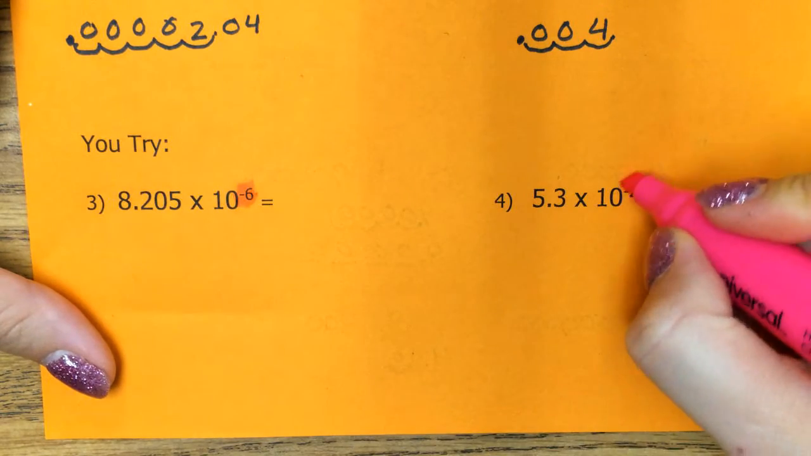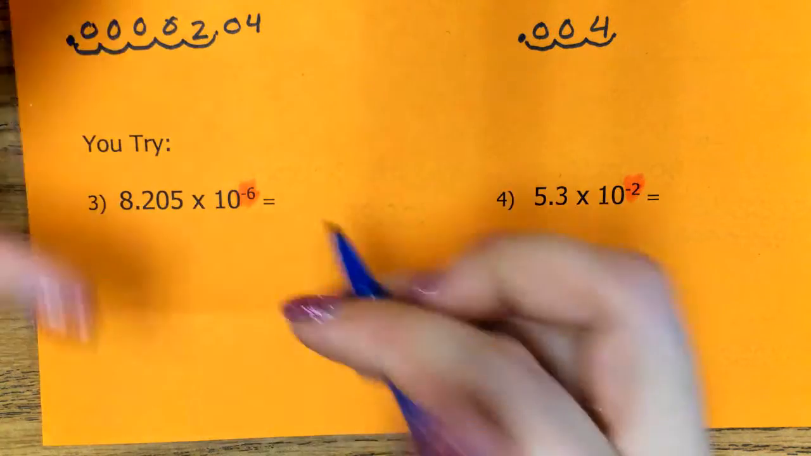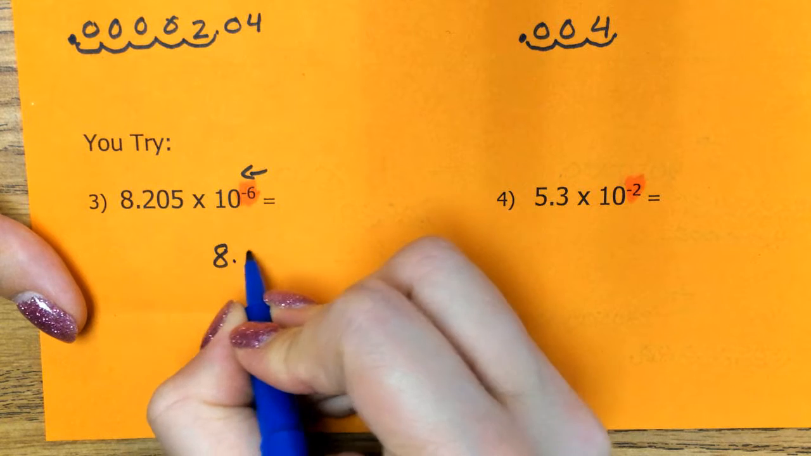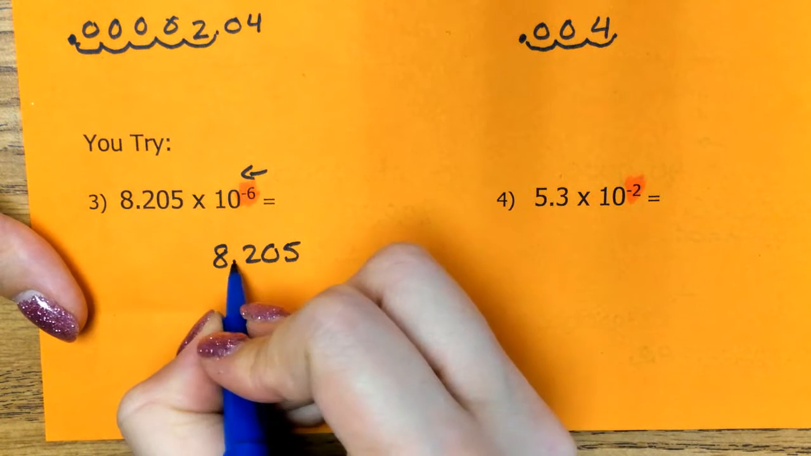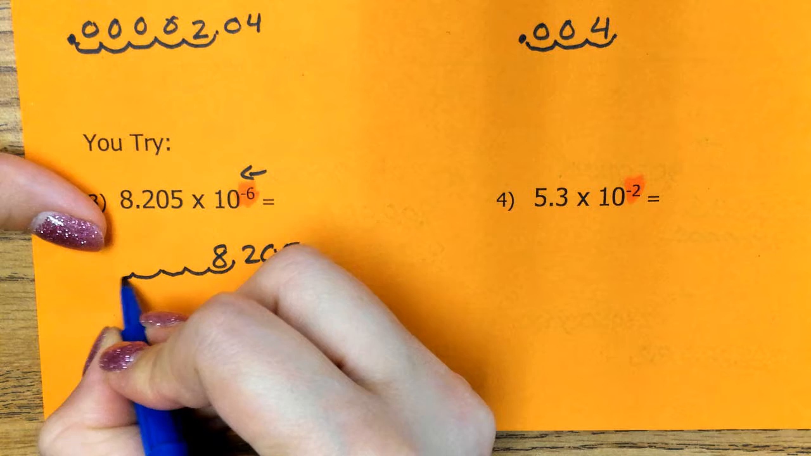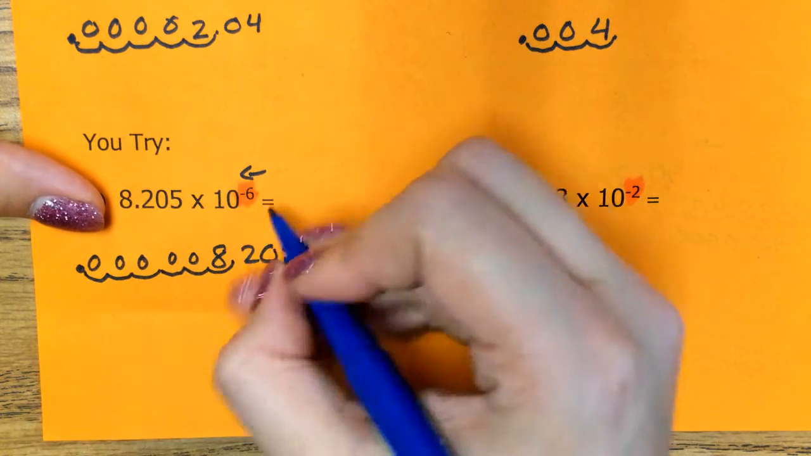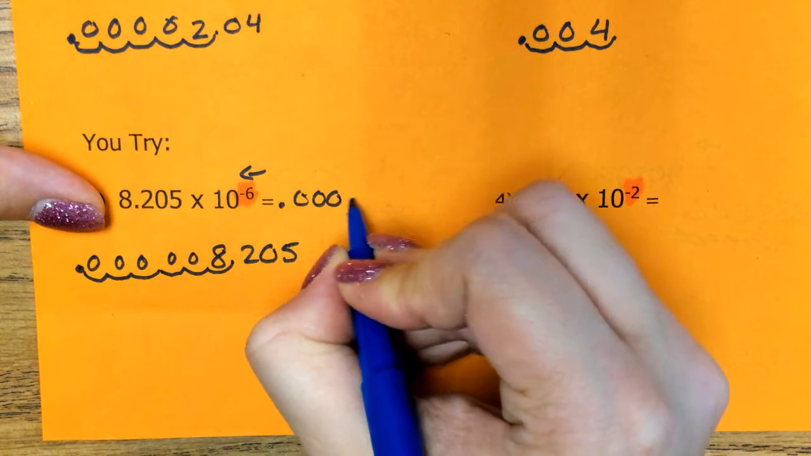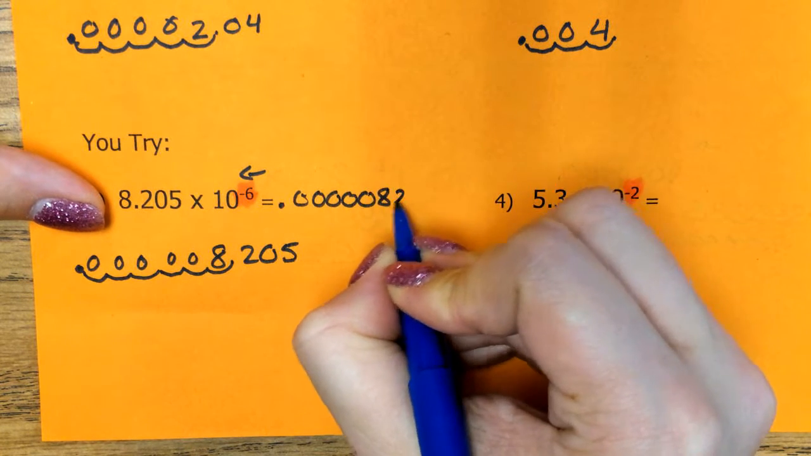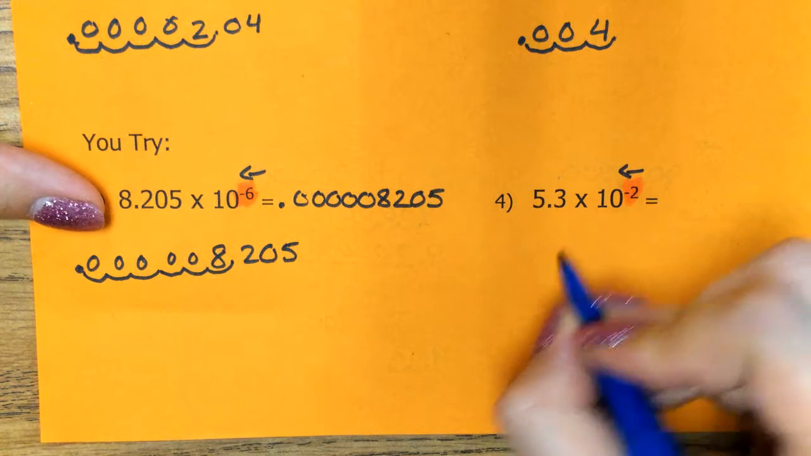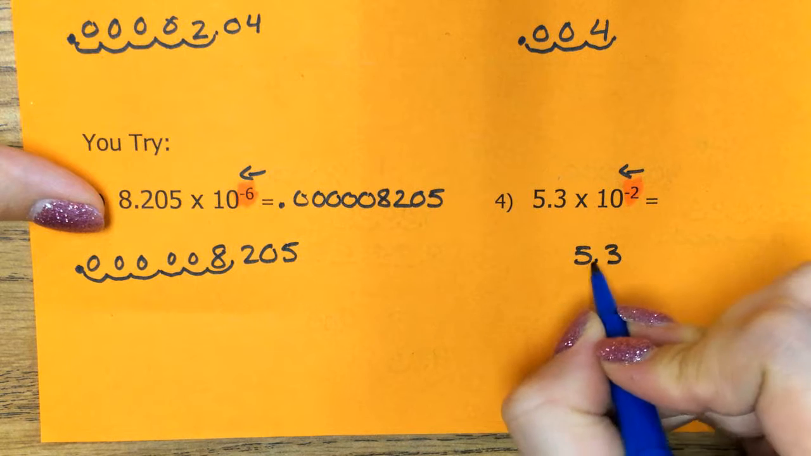Okay, let's look at the last two. Just highlighting my exponents there. So negative 6, 6 to the left. 4, 5, 6. Okay, this one's moving 2 times to the left. 5.3, 1, 2.